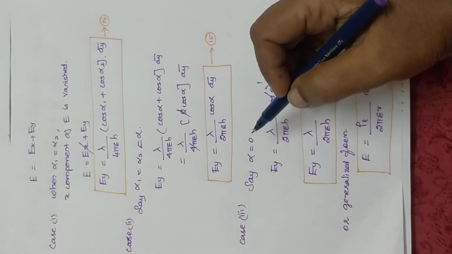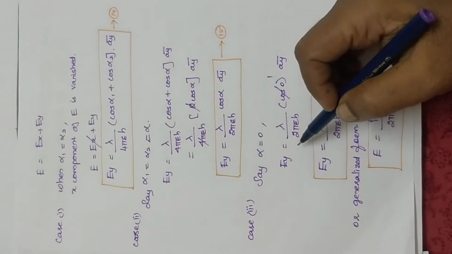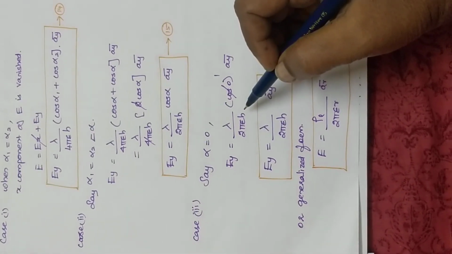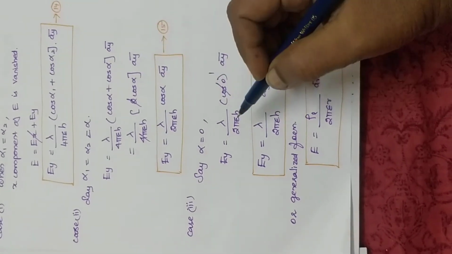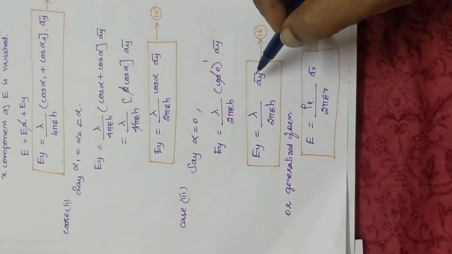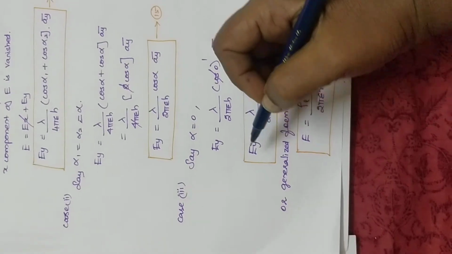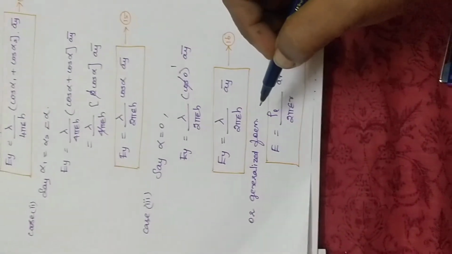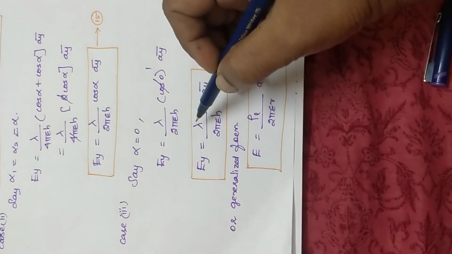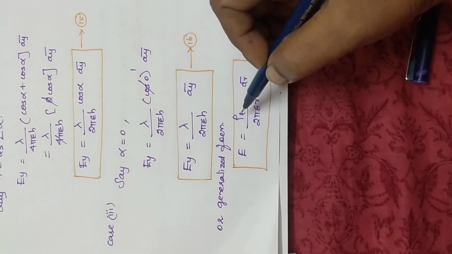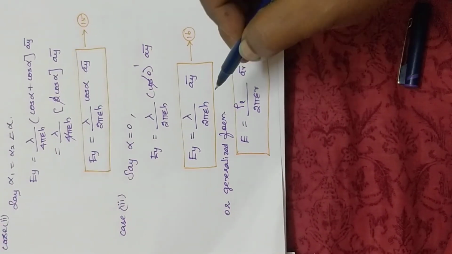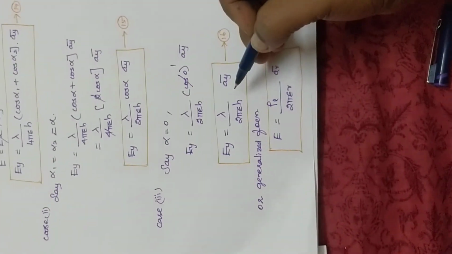Third case, when alpha equal to 0, Ey becomes equal to lambda divided by 2 pi epsilon of h, cos 0 is 1. So lambda divided by 2 pi epsilon of h, Ay vector is equal to Ey. And the generalized equation of E due to the finite and infinite element is defined by E equal to, in the place of lambda I have replaced rho L, so it is rho L divided by 2 pi epsilon of R, AR vector, which is the value of E due to the line element.